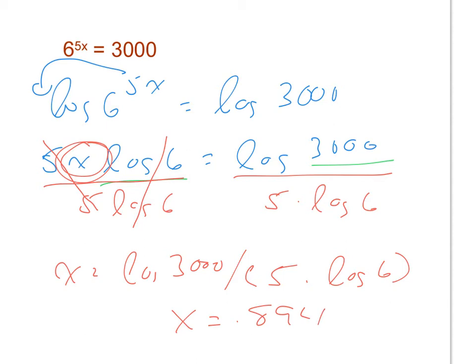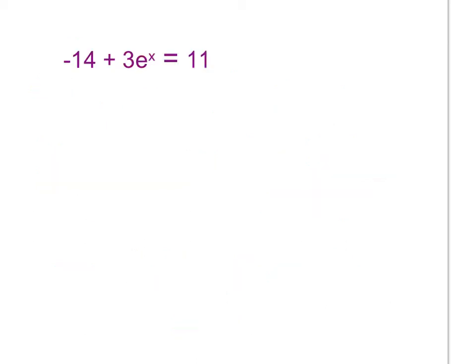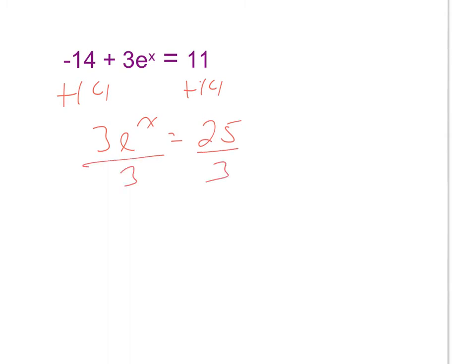Okay, let's do another one. This is fun. All right, on this guy right here, it's an exponential equation. Notice that the exponential part is not by itself right now, so I'm going to add 14 to both sides. So I get 3e to the x is equal to 25. I'm going to divide both sides by 3. So I get e to the x is equal to 25 thirds.